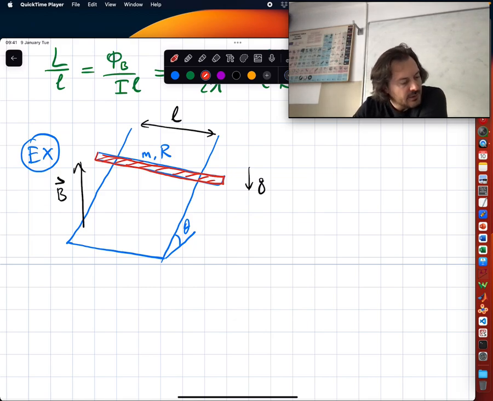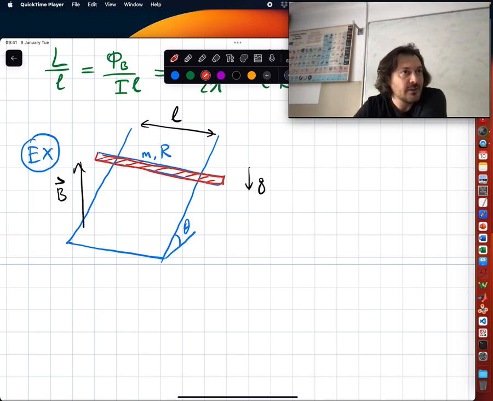A conducting rod of mass m, resistance r, is placed on two parallel conducting rails with no resistance, inclined at an angle theta with horizontal and connected to each other by another resistanceless rail at the bottom. Assume that there is no friction between the rod and the rails. Throughout the region, a uniform magnetic field exists in the vertically upward direction. The rod starts from rest and slides down the incline under the action of the gravitational force. What will be the direction of the induced current? Do you understand the question? Very nice question.